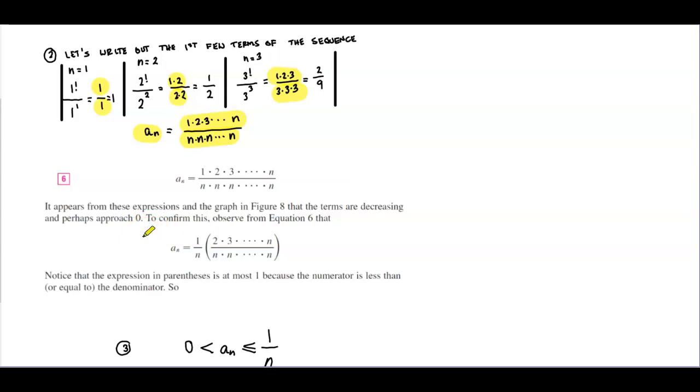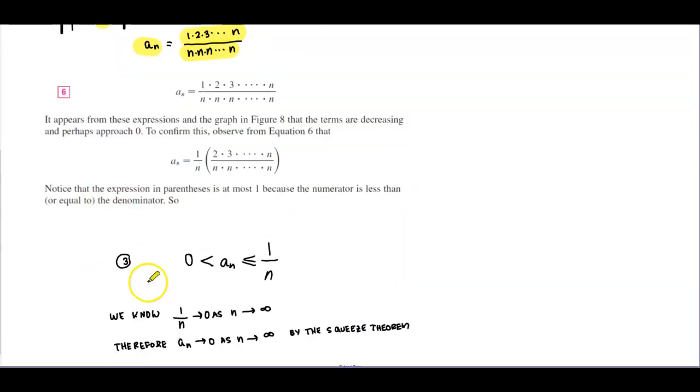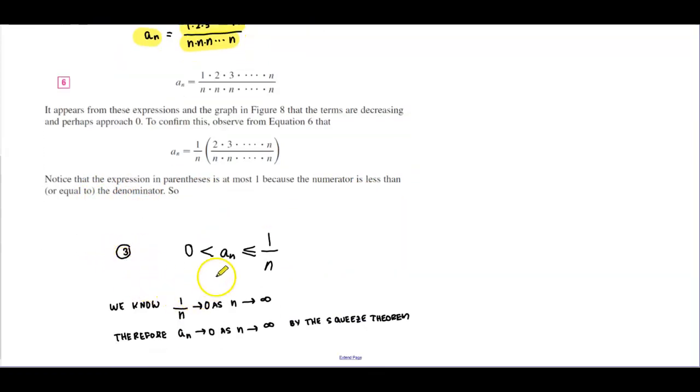Now to confirm this, we observe from equation 6 that if we factor out 1 over n, then that's going to equal 1 over n times the quantity 2 times 3 all the way to n, divided by n times n all the way to n. Notice that the expression in parentheses is at most 1 because the numerator is less than or equal to the denominator. So now we can apply the squeeze theorem. We can say that the sequence a subscript n is going to be in between 0 and 1 over n, inclusive of 1 over n.